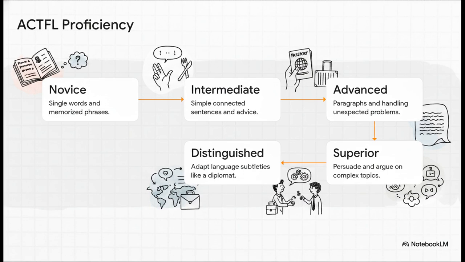Now, alongside those biological stages we just talked about, we also have the ACTFL proficiency levels. You can think of this as the ultimate can-do checklist for real-world language use. Novice speakers, they're basically human phrasebooks, heavily relying on memorized words. Intermediate speakers can string together simple sentences and survive a pretty basic interaction. Advanced speakers step it up to full paragraphs and can actually handle a sudden complication, like, say, a lost passport. And superior and distinguished speakers, they are practically debating abstract philosophy.